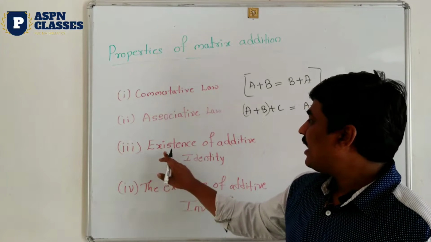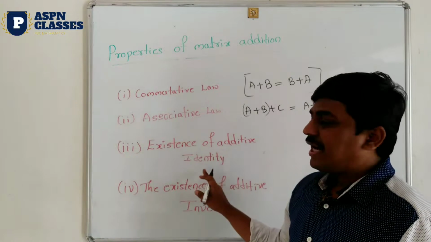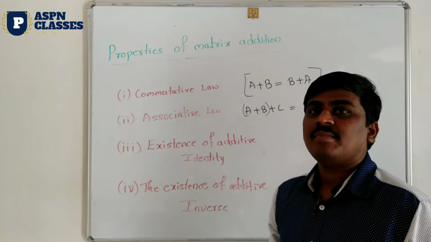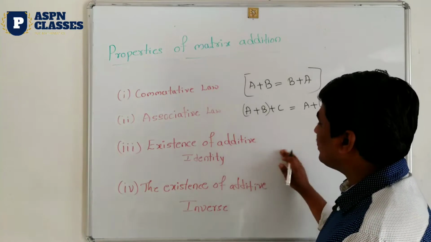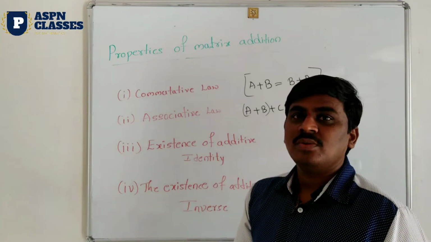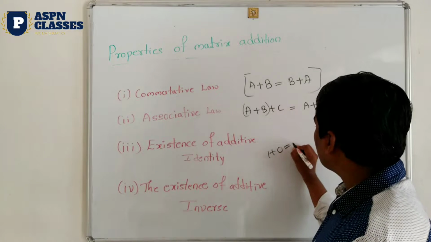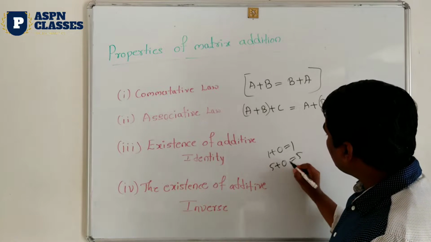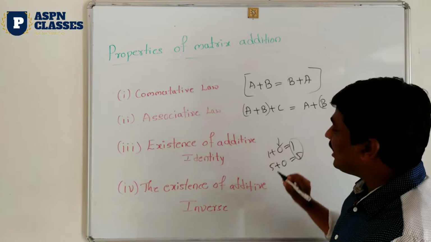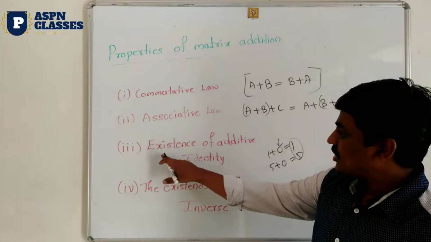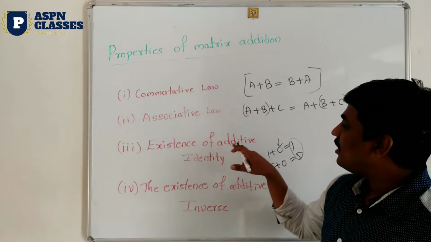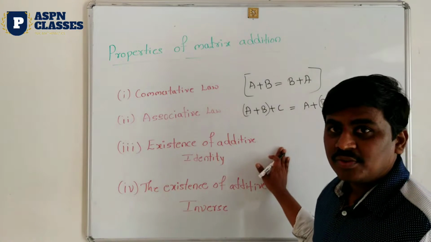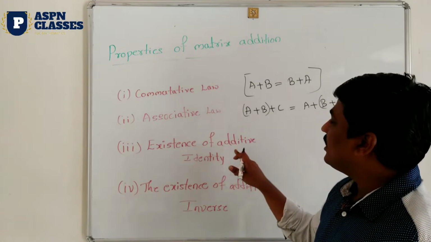And the next one is important: existence of an additive identity. An identity is nothing but a number that, when added to any number, gives the same answer again. In numbers, 0 is the only such number. Observe here, 1 plus 0 is 1 only, 5 plus 0 is also 5 only. So any number you add with 0, you get the same answer. It means 0 is the additive identity. But the question is to find the existence of an additive identity in matrix addition. So for matrix addition, it means the 0 matrix. I think you already know that. So the 0 matrix is the additive identity.